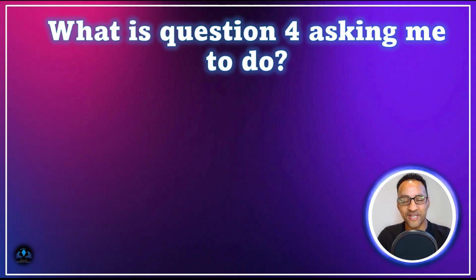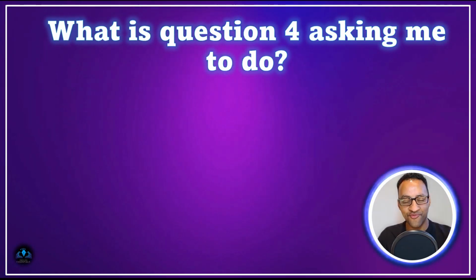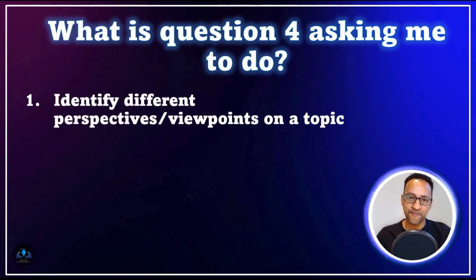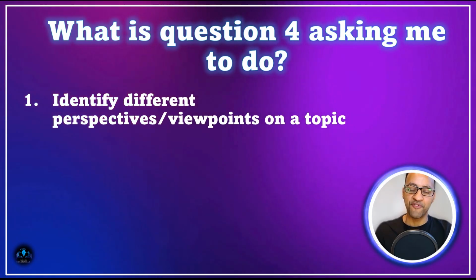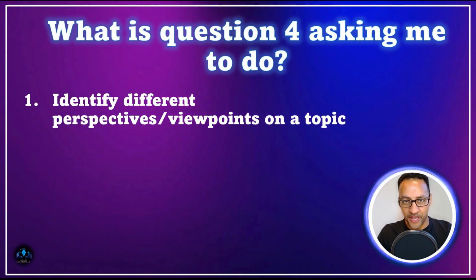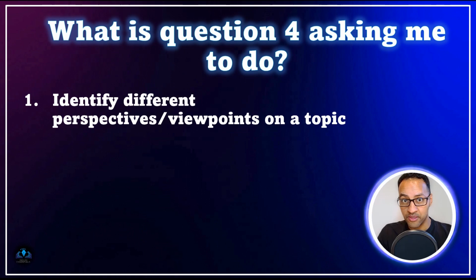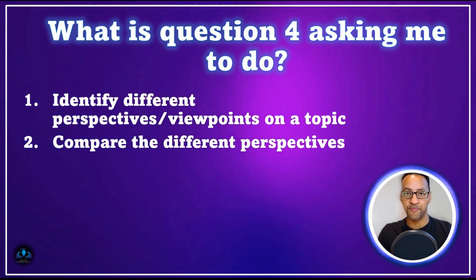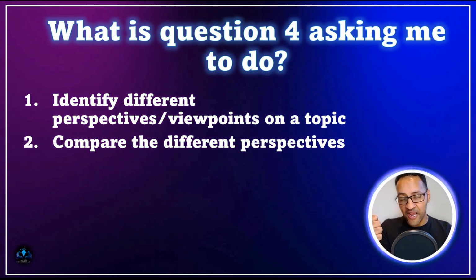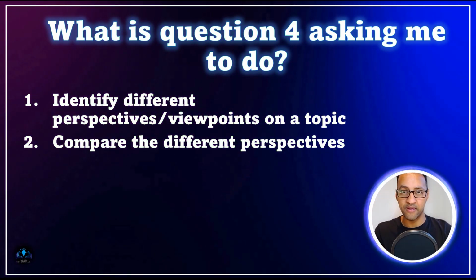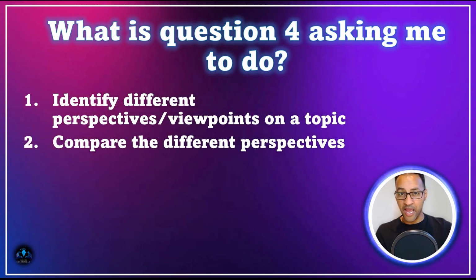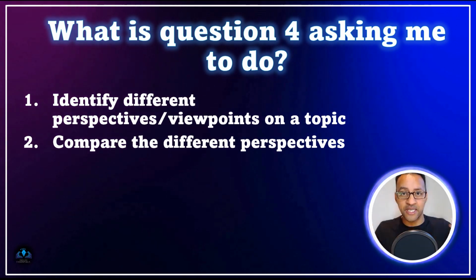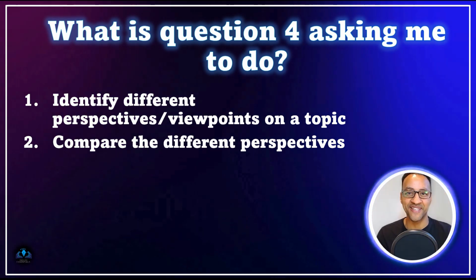Okay, so what is question 4 really asking us to do? Well, it's asking us to do 4 things. Let's dive right in. The first thing is to identify the different perspectives and viewpoints on the topic. This is a question about perspectives and viewpoints. The second thing is to compare the different perspectives. So we have to identify and also compare. And when we're talking about comparing, as we've said in previous videos, it's about synthesis, bringing those two texts together, bringing those two perspectives together as well.